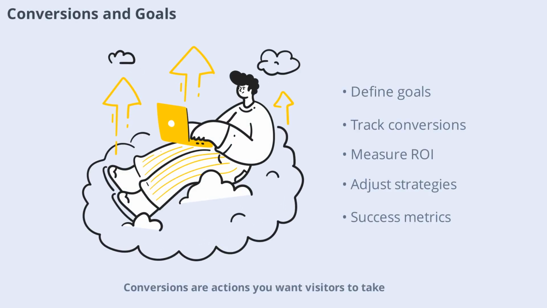Conversions are actions you want visitors to take, such as making a purchase or signing up for a newsletter. Google Analytics allows you to set up goals to track these conversions. For small businesses, defining clear goals is crucial for measuring success and ROI. By monitoring conversions, you can see which marketing efforts are most effective and adjust your strategies accordingly.